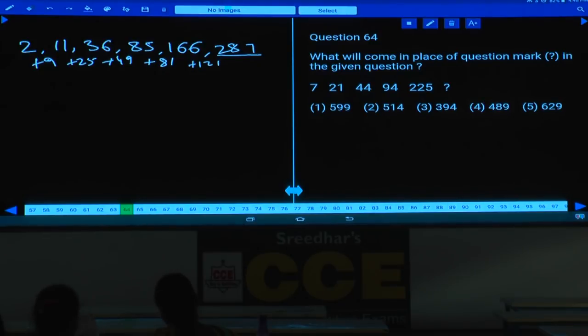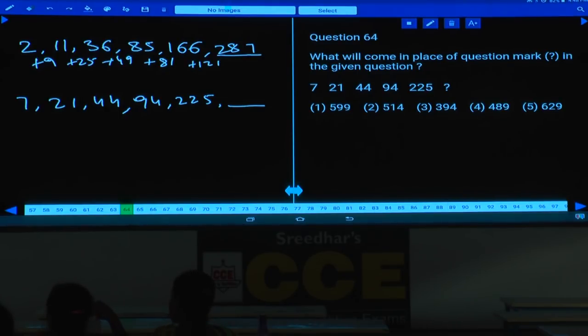Then question number 64, 7, 21, 44, 94 and 225. Then what's the next one? Tell me what is the logic behind this one. Then what is the difference here? If you go for the difference, 7 plus 14 is 21. 21, here the difference is how much? 23, isn't it? And the next difference is how much? Next difference is 50. And the next one is how much? 119, isn't it? And the next difference is between 94 and 225.